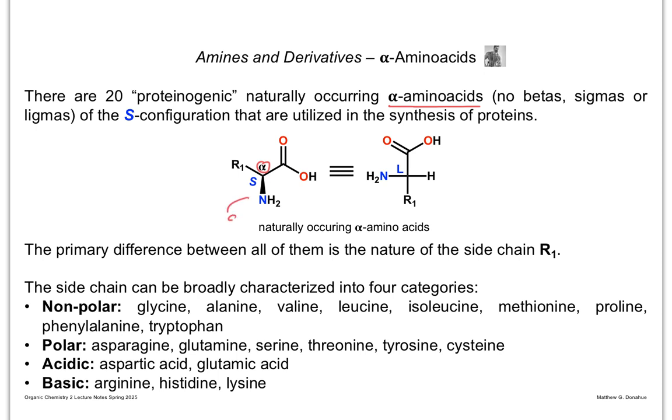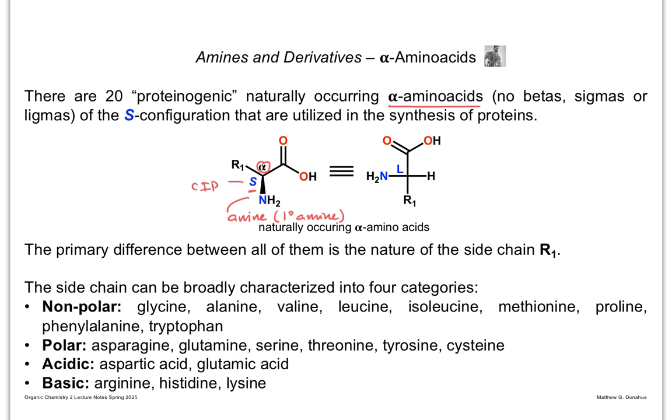On the alpha carbon is the amine group. So notice that that is a primary amine. There is one case where there's a secondary amine. And notice that the naturally occurring alpha amino acids have the S configuration. So again, that's the Cahn-Ingold-Prelog designation.